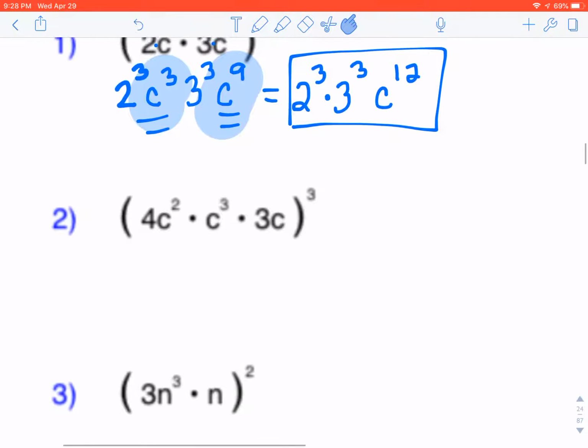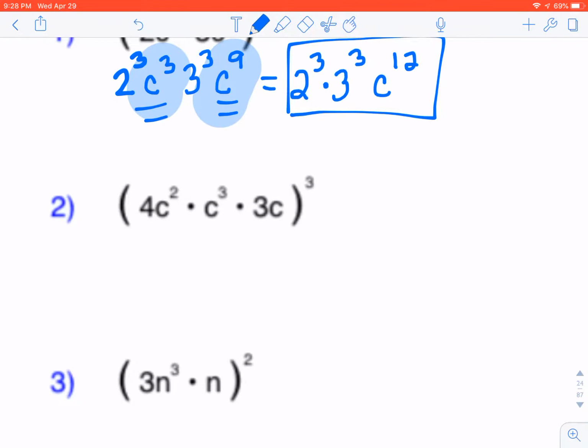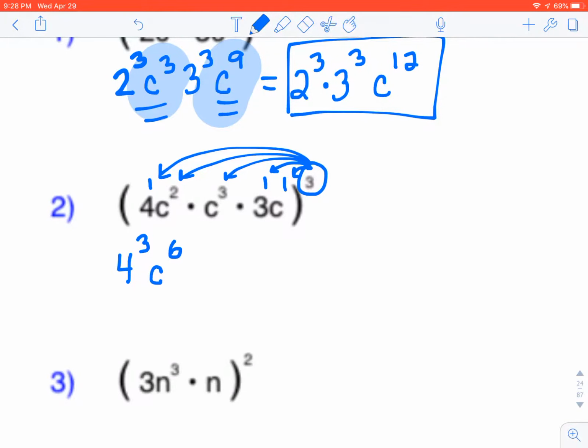Number 2 is going to be similar. Again, the first thing we want to do is put a 1 above the terms that you don't see an exponent on. We're going to clear our parentheses. So we're going to take this 3 and multiply it by all the other exponents. When you multiply it, we get 4 to the third, c to the 6th, c to the ninth, 3 to the third, c to the third.